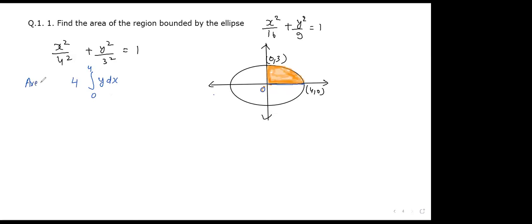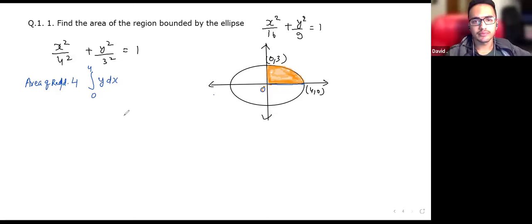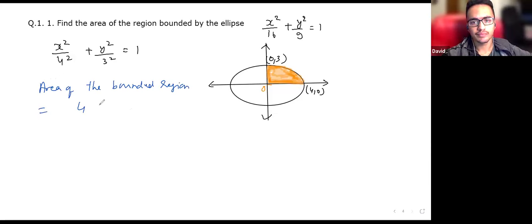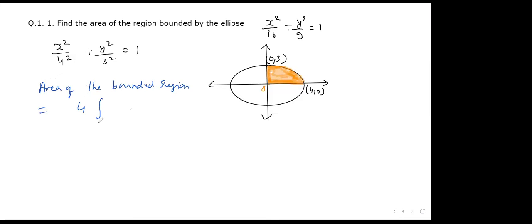So the area of the required region, the area of the bounded region, equals 4 times the area of the region from 0 to 4 of y dx. Why y dx? Why not x dx?